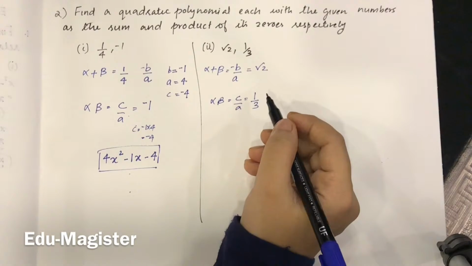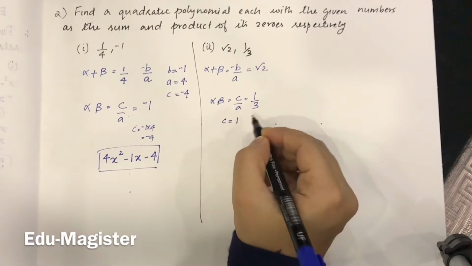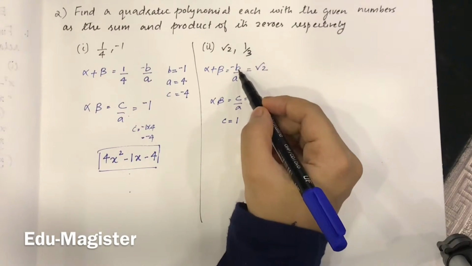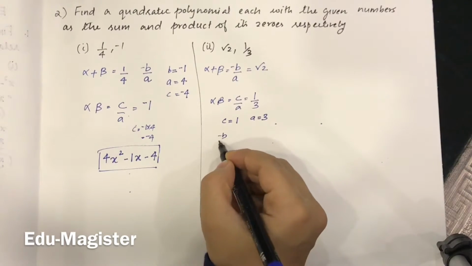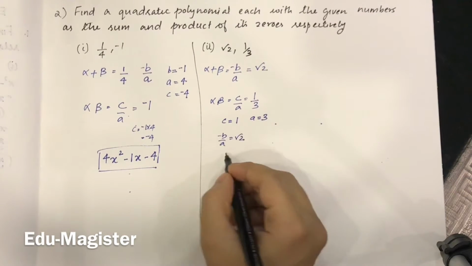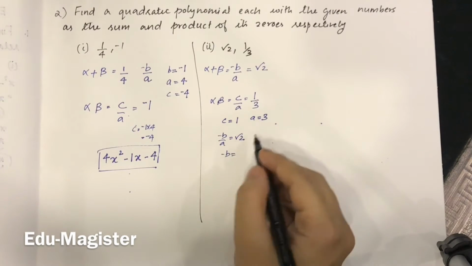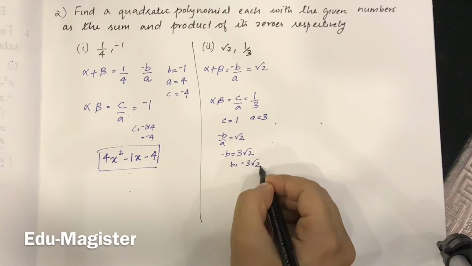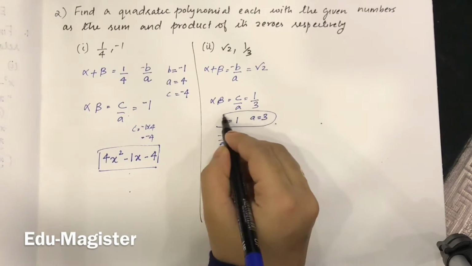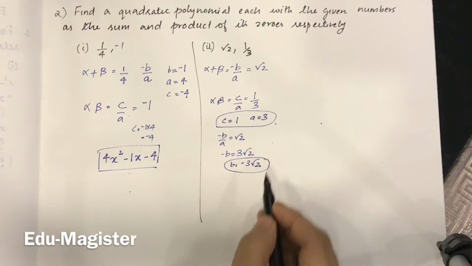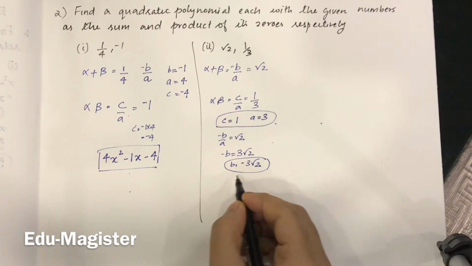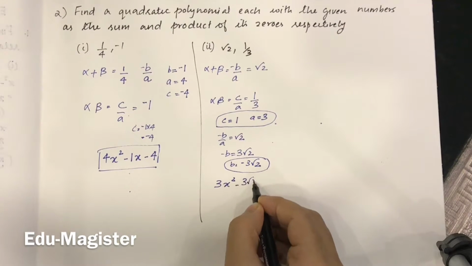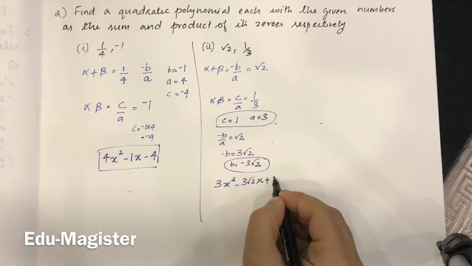So, from this we can find that c is equal to 1 and a is equal to 3, right? So in the first given equation, minus b by a is equal to root 2. So what is minus b? If a is 3, 3 root 2. So what is b? Minus 3 root 2. Now c is equal to 1, a is equal to 3 and b is equal to minus 3 root 2. So what is the equation? 3x square minus 3 root 2x plus 1.